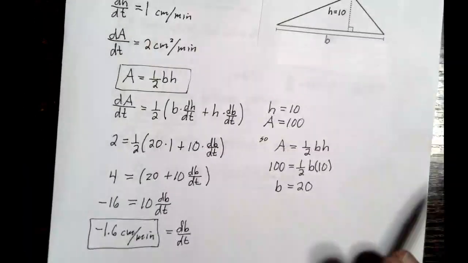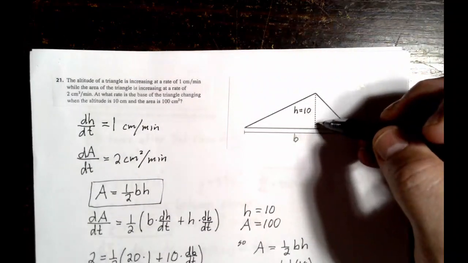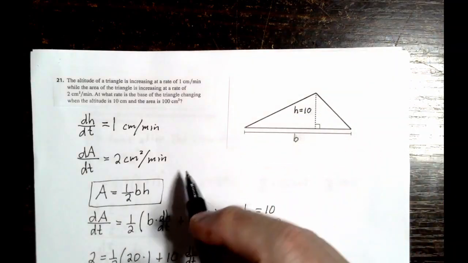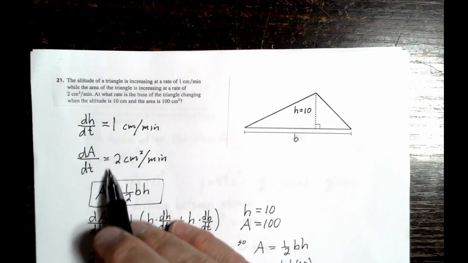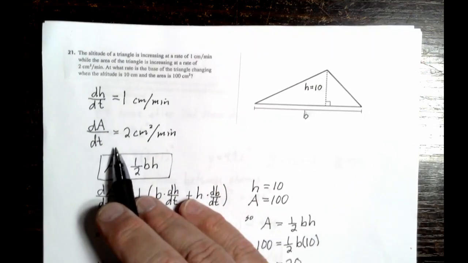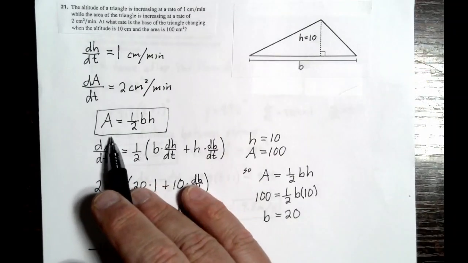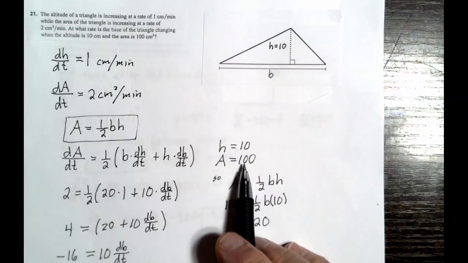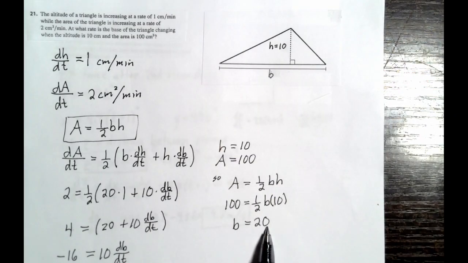we get our answer. In this one the height, or the altitude, of the triangle is changing at 1 centimeter per minute. The area is changing at 2 centimeters per minute. So your change in h is 1, your change in a is 2. And when you try and figure out what b is, if you know h is 10 and a is 100, you can plug in a and h in here and figure out that b has to be 20.